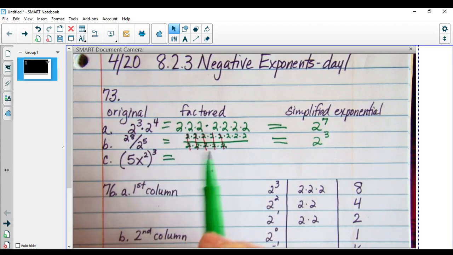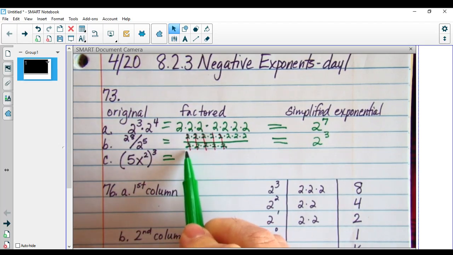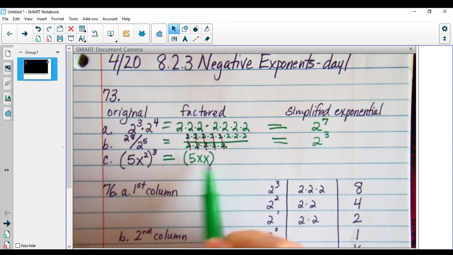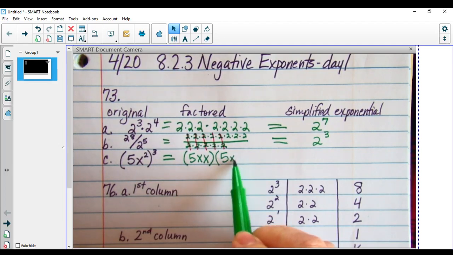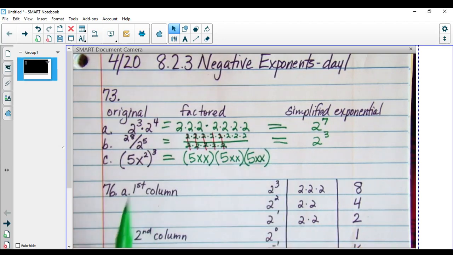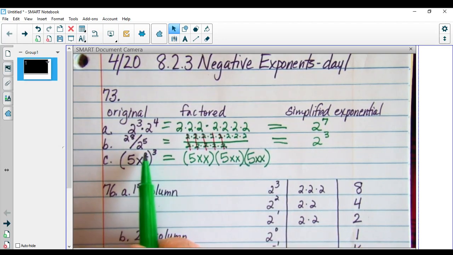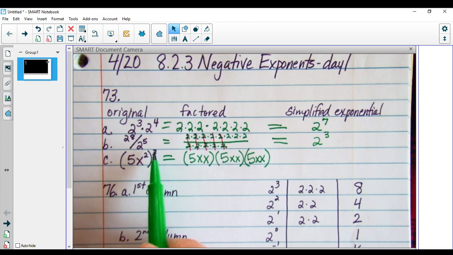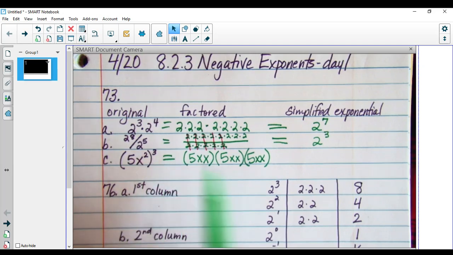And then the last one, we have 5x squared, which is 5xx. And we're going to take that and cube it. So we have 5xx 2 and 3 times. Remember, the x squared, that 2 is only on the x. It's not right next to the 5. The 3 exponent is on the parentheses, so everything in the parentheses is to the third power.